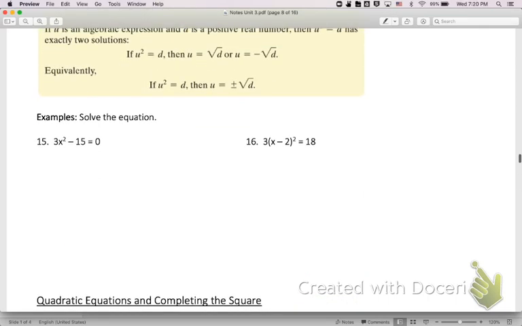And so that's where we're going to stop for today, is just those two methods. We'll come back and do quadratic formula and completing the square in the next video.